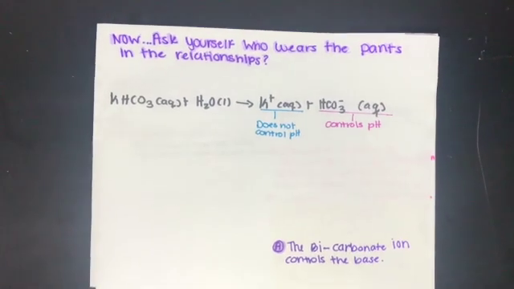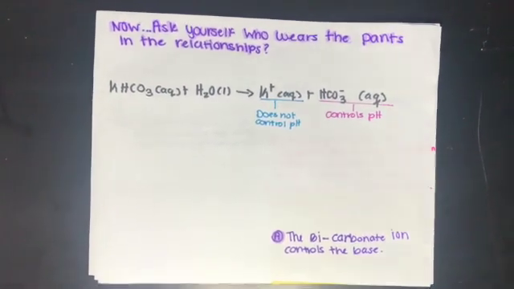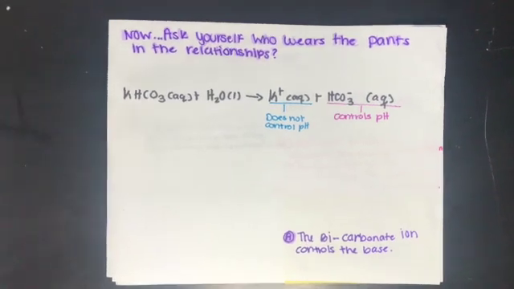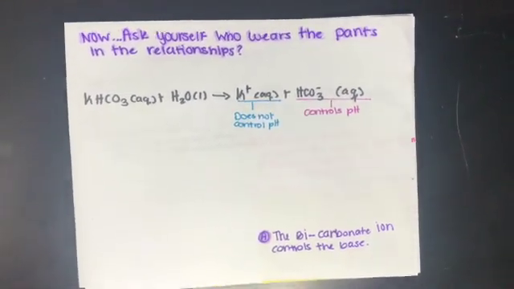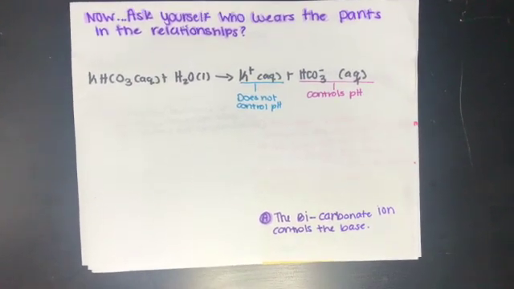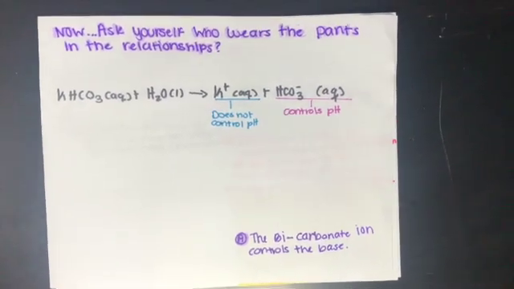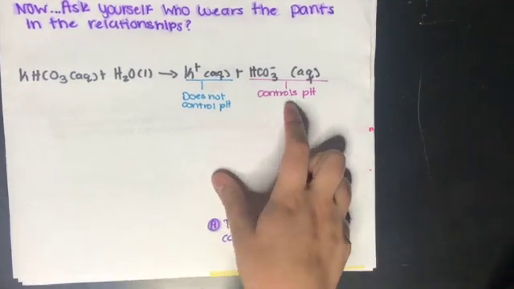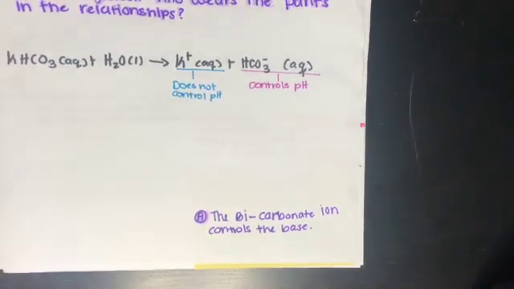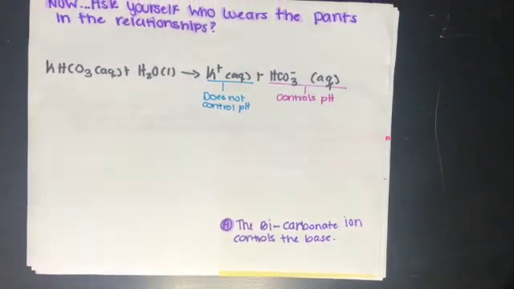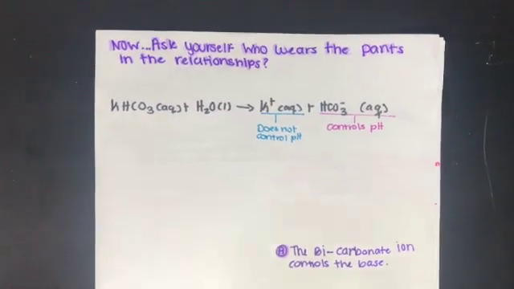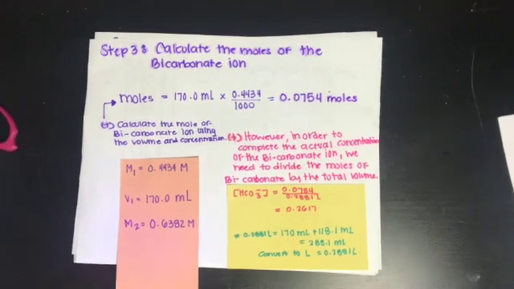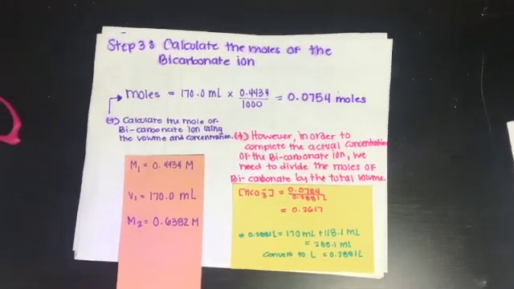So now ask yourself, who wears the pants in the relationship? This is another quirky way to remember who controls the pH. Is it potassium or is it the bicarbonate ion? The bicarbonate ion is the one that controls the base, and you can see it highlighted here. Remember, potassium does not control the pH because potassium comes from a strong base, potassium hydroxide. So our step 3 is going to be to calculate the moles of the bicarbonate ion.